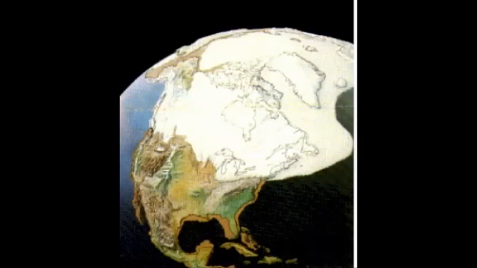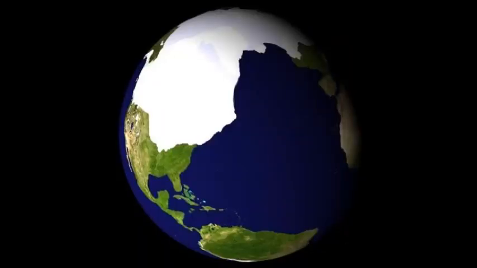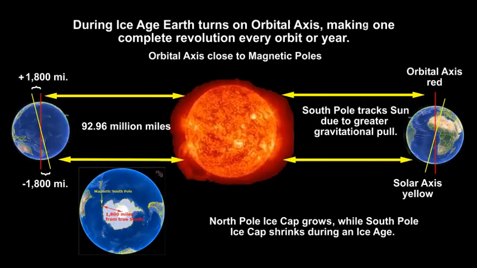This contrast between a massive ice cap in the northern hemisphere and hardly any ice cap at the southern hemisphere is consistent with the tilting of the solar axis, with the South Pole pointing inside the Earth's orbit and the North Pole pointing outside the Earth's orbit during an ice age.